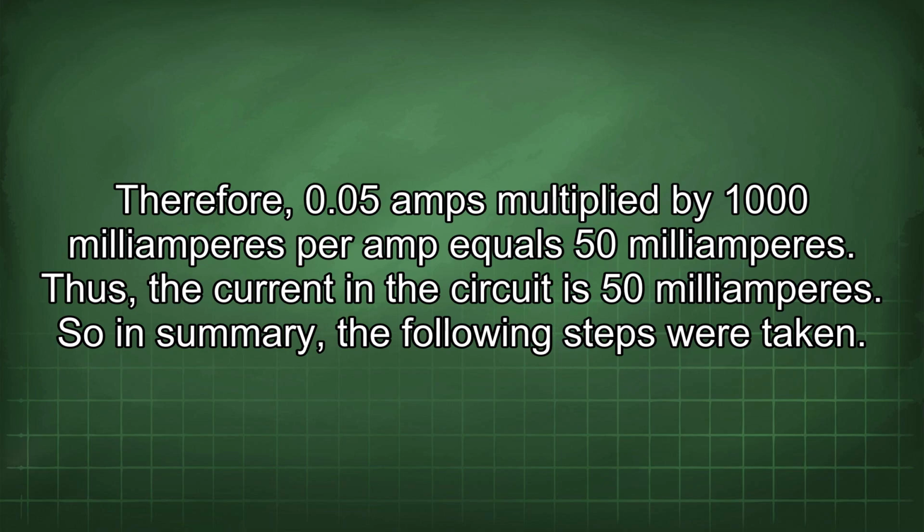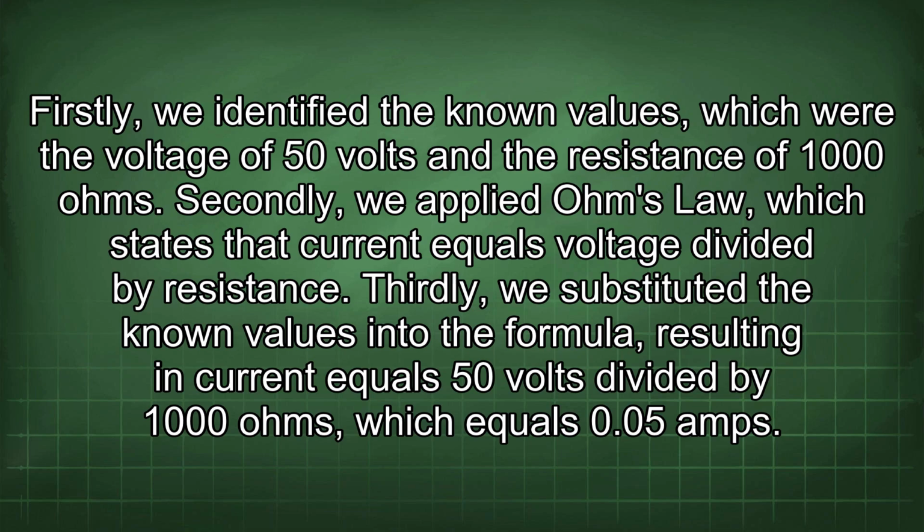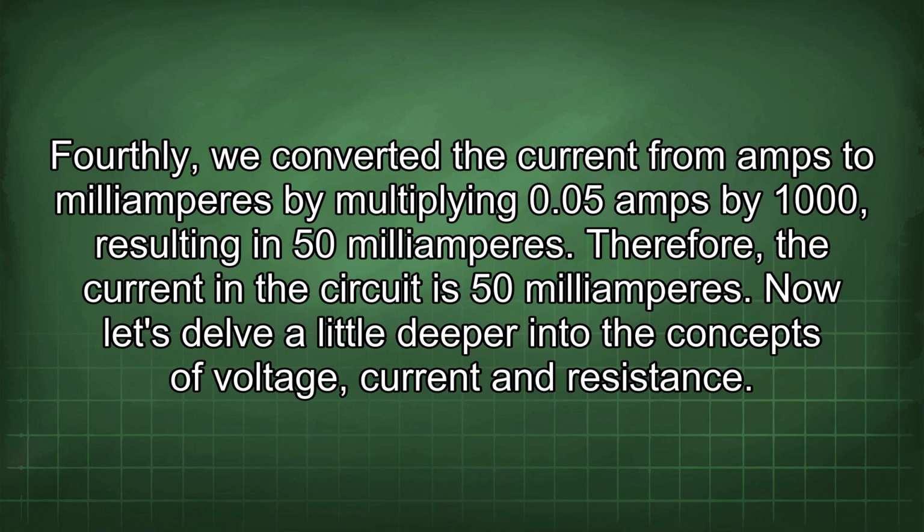So in summary, the following steps were taken. Firstly, we identified the known values, which were the voltage of 50 volts and the resistance of 1000 ohms. Secondly, we applied Ohm's law, which states that current equals voltage divided by resistance. Thirdly, we substituted the known values into the formula, resulting in current equals 50 volts divided by 1000 ohms, which equals 0.5 amps. Fourthly, we converted the current from amps to milliamperes by multiplying 0.5 amps by 1000, resulting in 50 milliamperes. Therefore, the current in this circuit is 50 milliamperes.